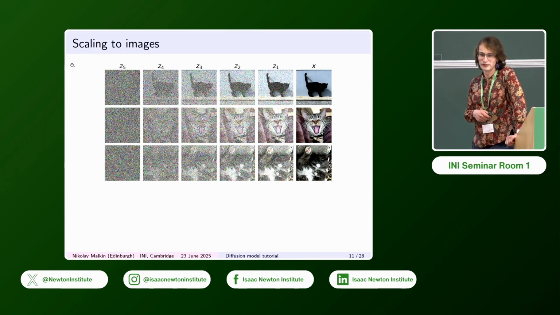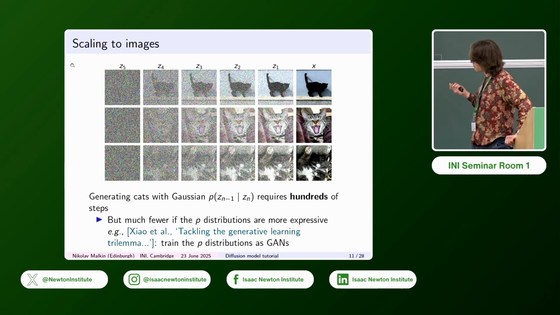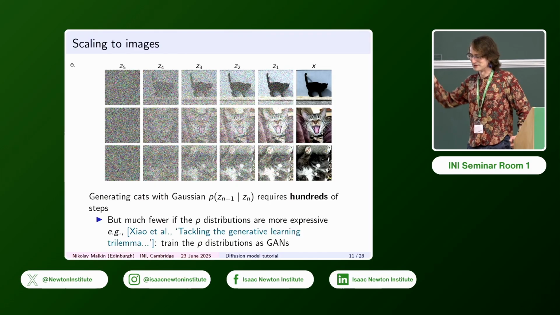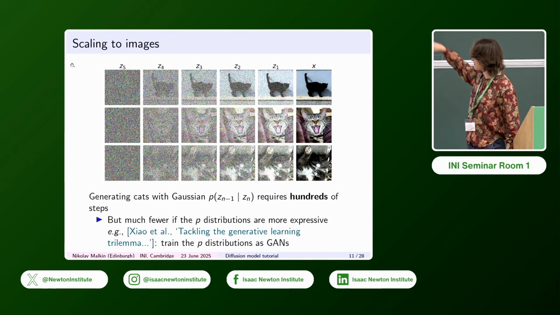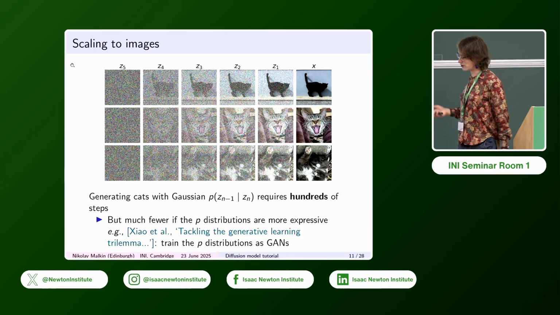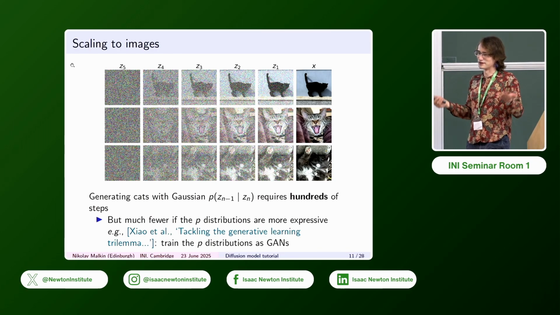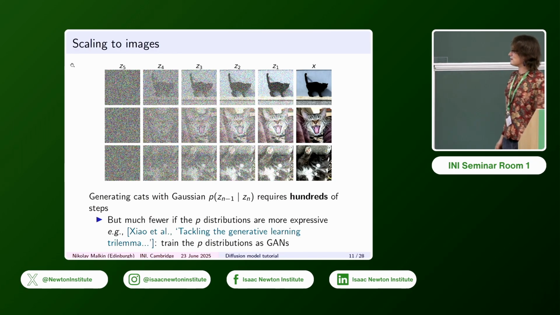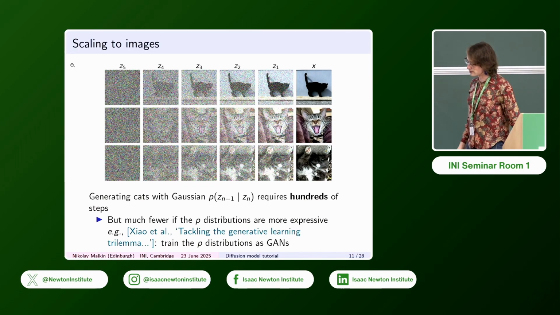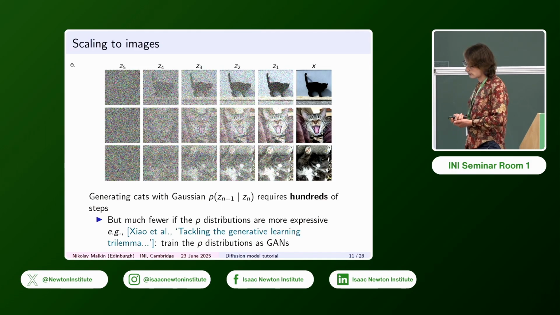but diffusion models are used to generate images. And if you tried to generate images the same way that I trained that model with a 2D cat, it wouldn't really work. And it wouldn't work for several reasons. The first one is that generating real pictures of cats with these Gaussian transitions Zn given Zn minus 1 would require hundreds of steps. At least if the transitions are Gaussian. There is work where, for example, a generative adversarial network is trained for Zn minus 1 given Zn, and then you can get away with 10 steps, or even fewer. But anyway, you need many, many steps to get a good approximation to a very non-smooth target distribution. But there are other reasons.